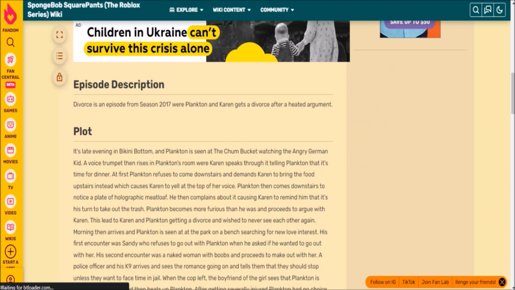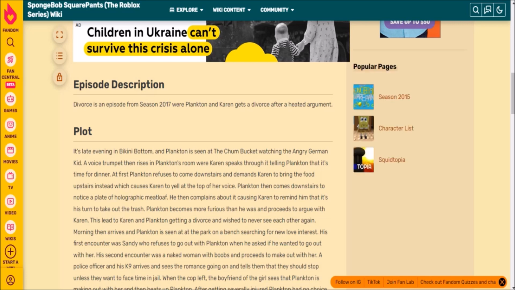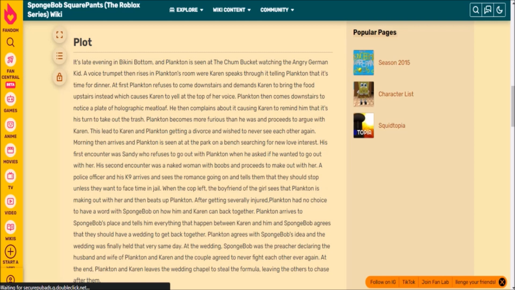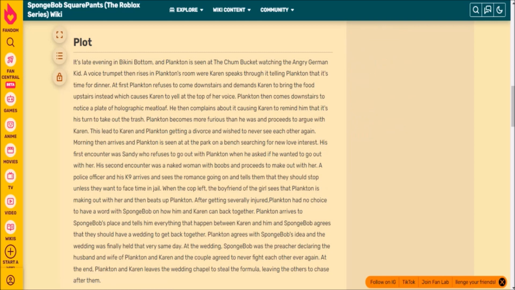At first, Plankton refuses to come downstairs and demands Karen bring the food upstairs instead, which causes Karen to yell at the top of her voice. Plankton then comes downstairs to notice a plate of holographic meatloaf. He then complains about it, causing Karen to remind him that it's his turn to take out the trash. Plankton becomes more furious than he was and proceeds to argue with Karen. This leads to Plankton and Karen getting a divorce and wishing to never see each other again.